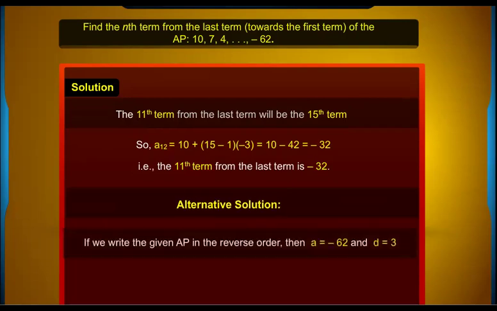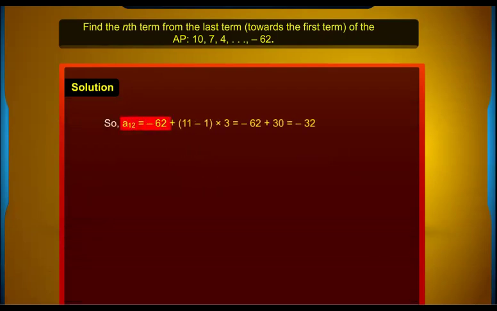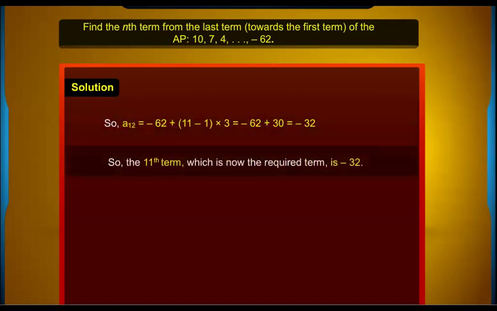Alternative solution. If you write the AP in the reverse order, then a = -62 and d = 3. So the question now becomes finding the 11th term with these a and d. So a11 = -62 + (11 - 1)3 = -62 + 30 = -32. So the 11th term, which is now the required term, is -32.